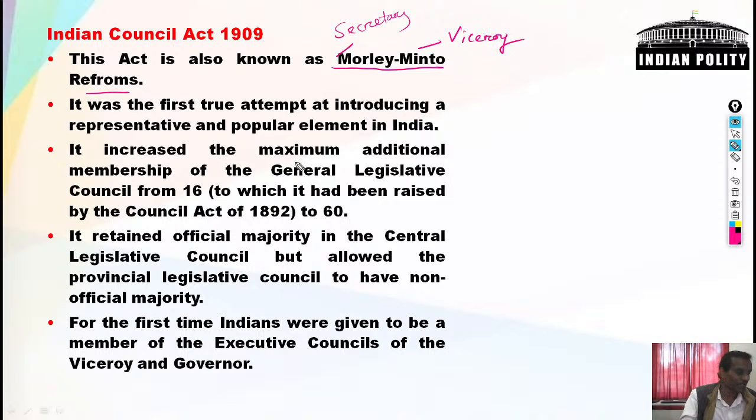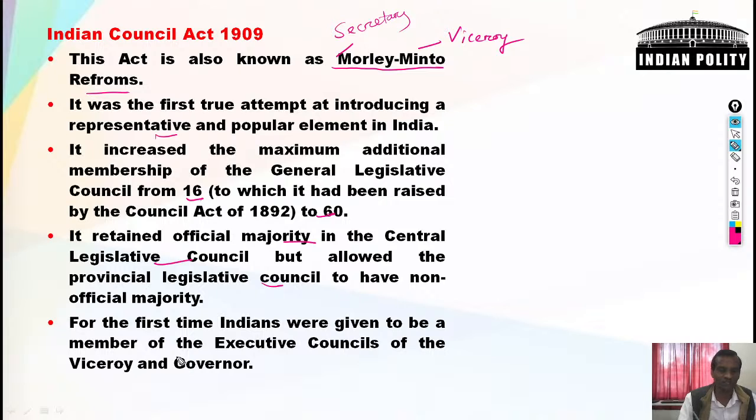Viceroy. Hence the act is called Morley-Minto. Okay, so popular representative, increased maximum additional members. These are the things. 60 to 60. Retained official majority in the central legislative councils. Okay, so that you have to remember.